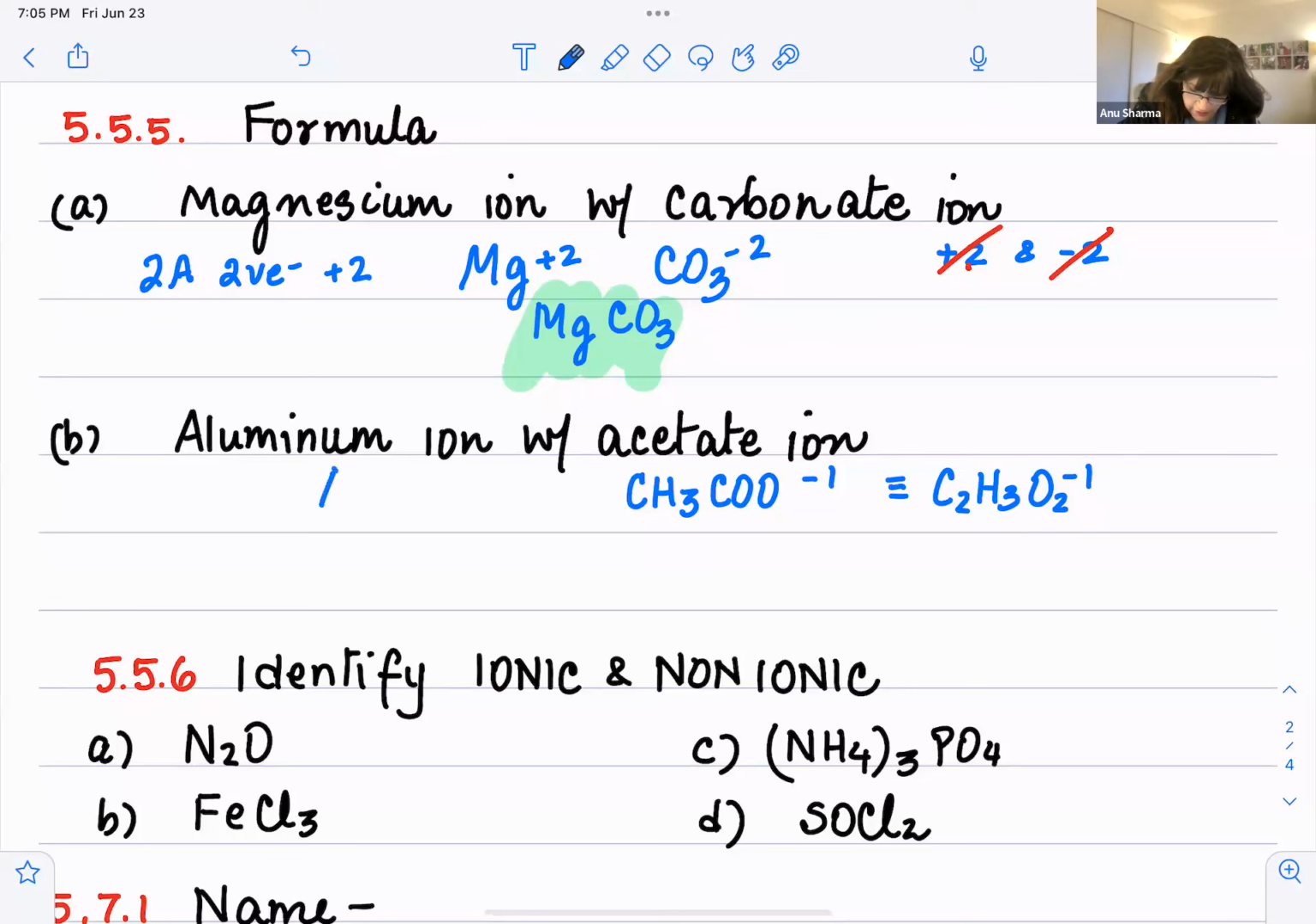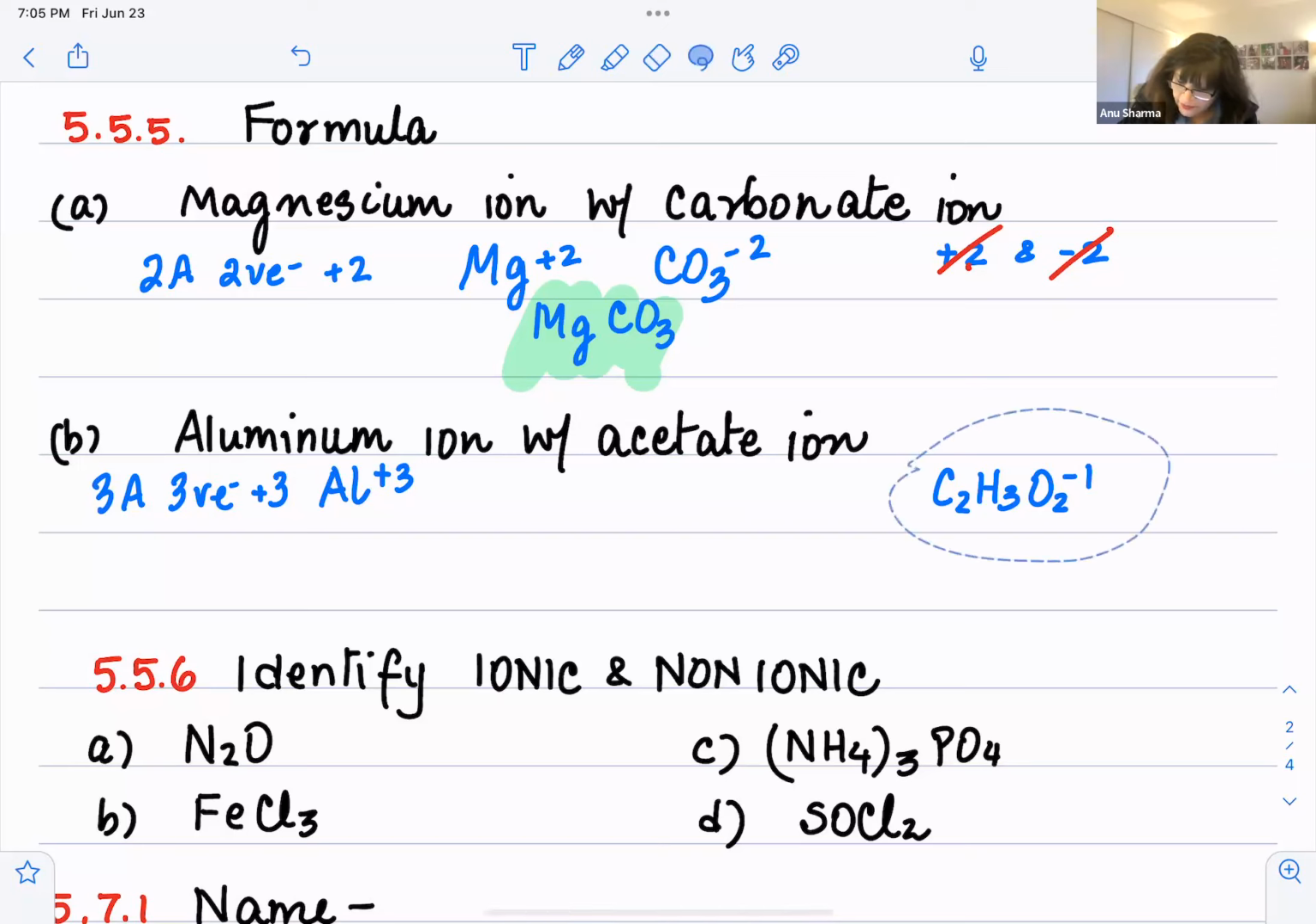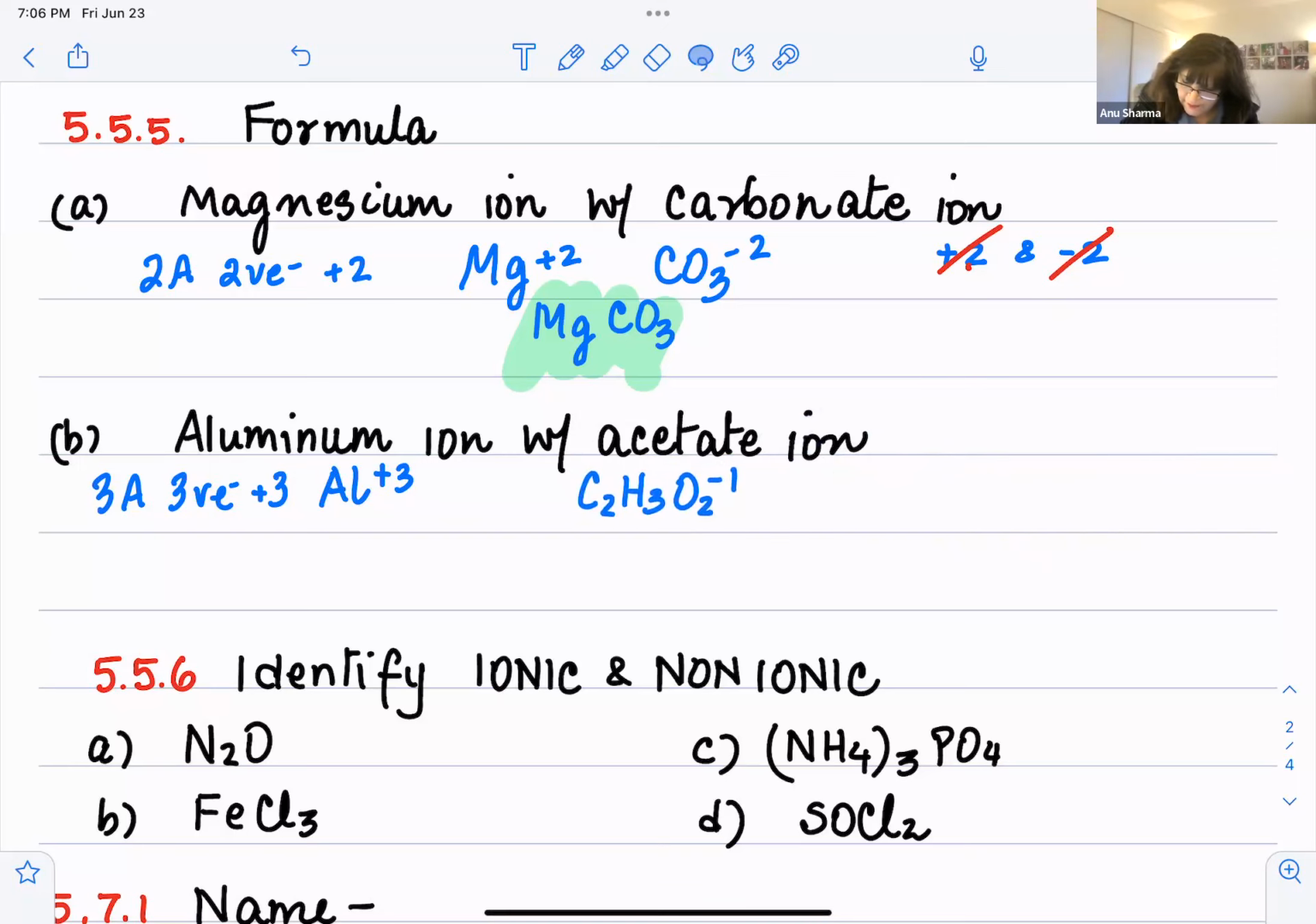Okay, aluminum ion. Now aluminum is in group 3A. What is the charge? Valence electrons are 3 valence electrons. Charge is +3. Okay, so +3 charge. So now crisscross. Let's do this. I'm going to just bring this one here. So here is C2H3O2 and here's the aluminum. Okay, so what are we doing here? We're going to take this here and we're going to take this here. Okay, so what do you get here?